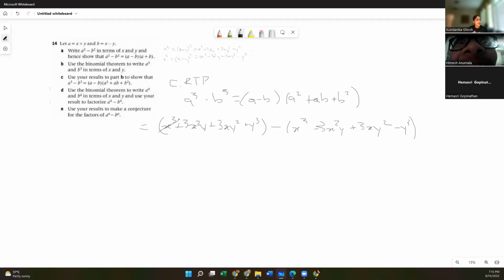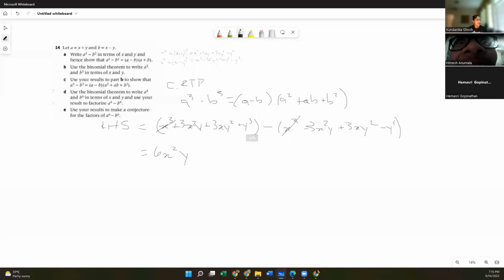Again, we're just going to combine like terms. x cubed will go away, because x cubed minus x cubed. 3x squared y plus 3x squared y, because minus makes positive, we get 6x squared y. Right now we're showing the left-hand side, which we should probably write because it makes life easier. Then 3xy squared minus 3xy squared cancels, and plus y cubed minus minus y cubed is plus 2y cubed.